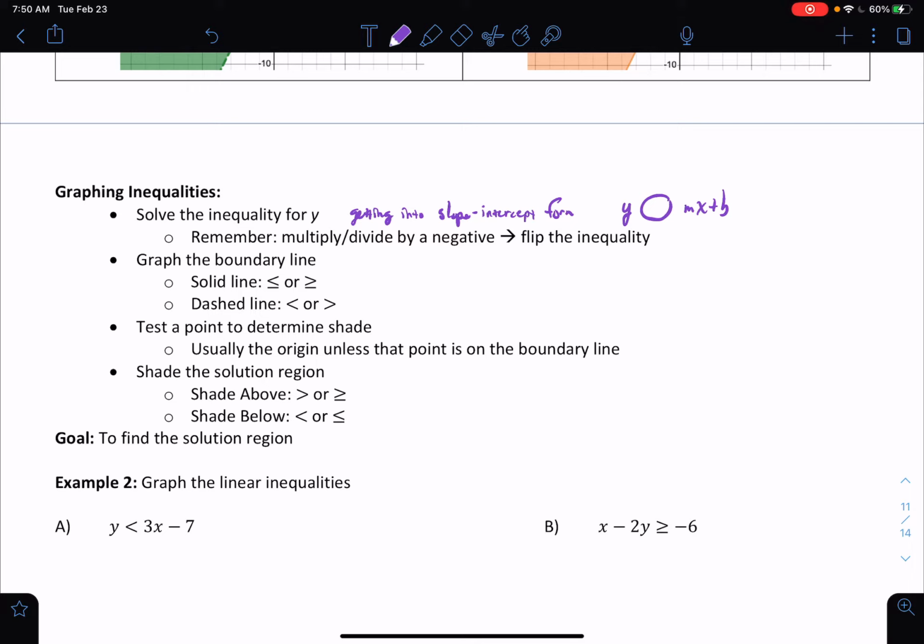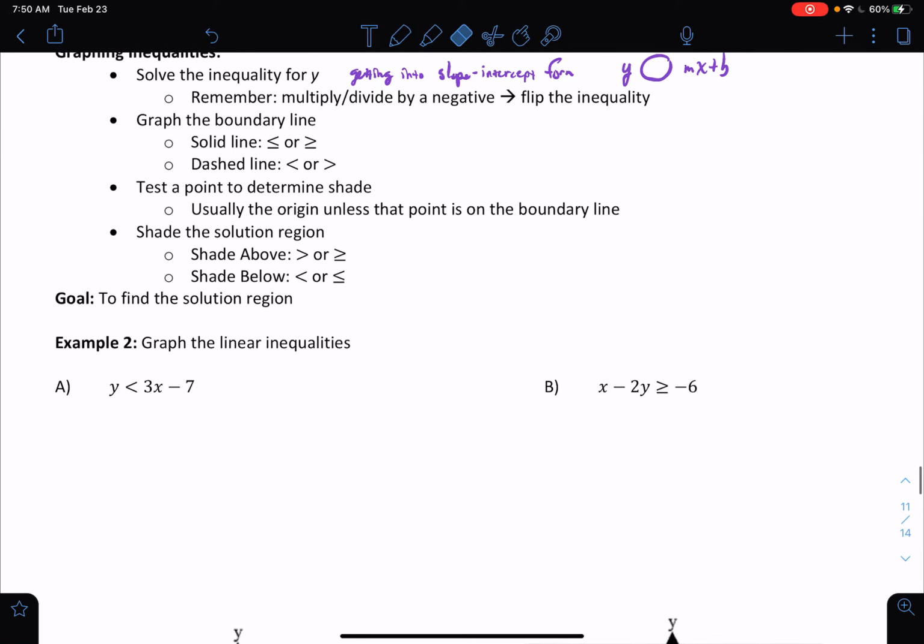It's very similar to if we had a number line: if it was less than, we would shade below, and if it was greater than, we would shade above. So it works very similarly to that, but instead of just a number line, we've got two variables here, an x and a y. So we've got a coordinate plane, a two-dimensional thing. Okay, so let's go through these.